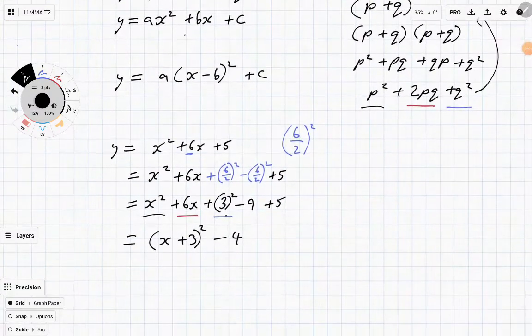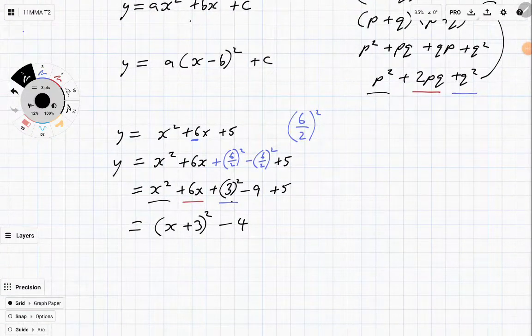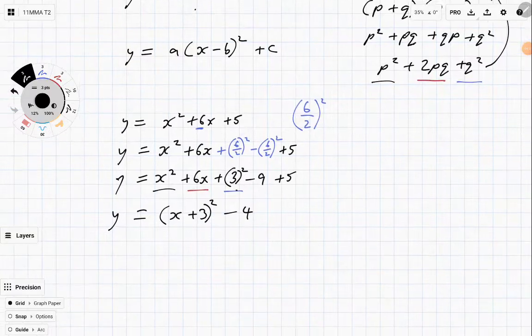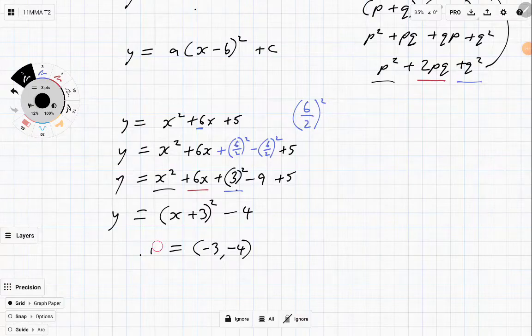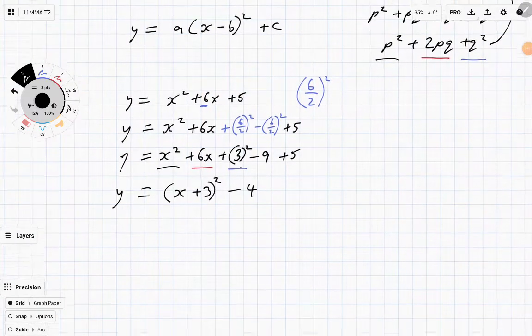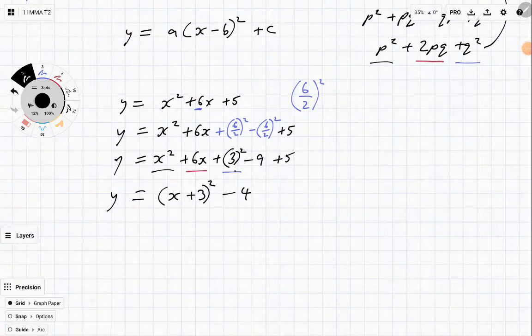And there we go. Now, obviously we like this because it tells us the turning point really quickly. We can see quickly that the turning point is (-3, -4). That's the turning point of this particular quadratic. That's nice. There's nothing wrong with that, but there's another reason we might want to have this information. The other reason we like this format is that it's a lot easier to find the x-intercepts.